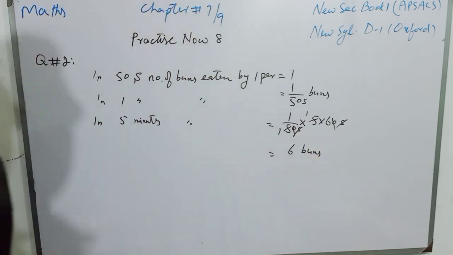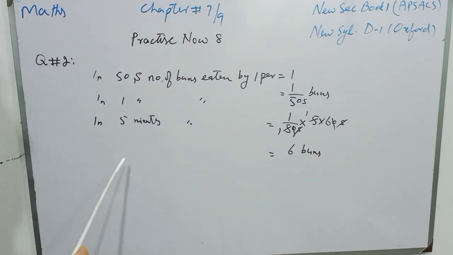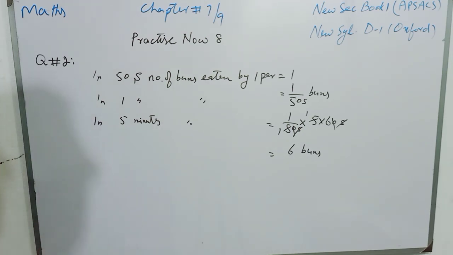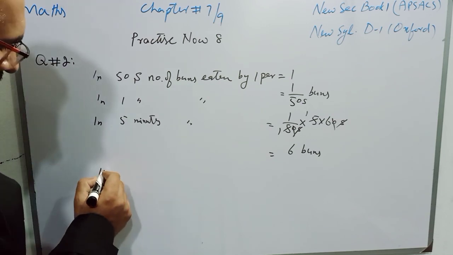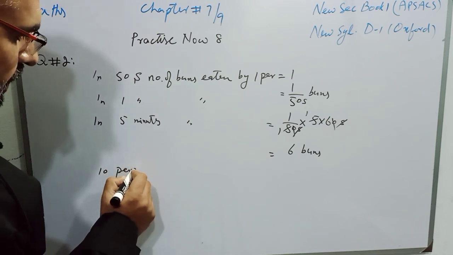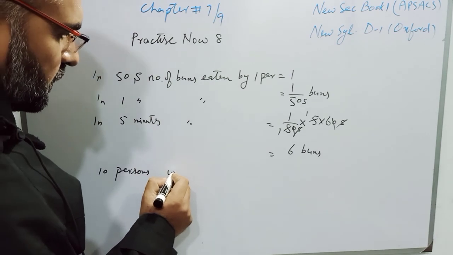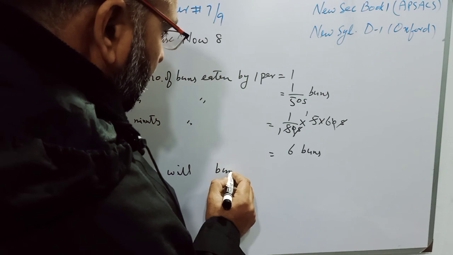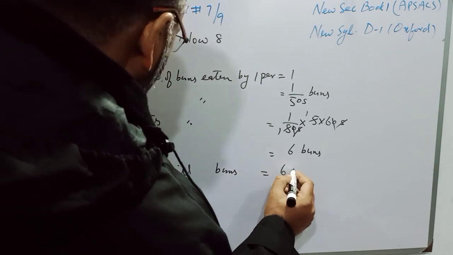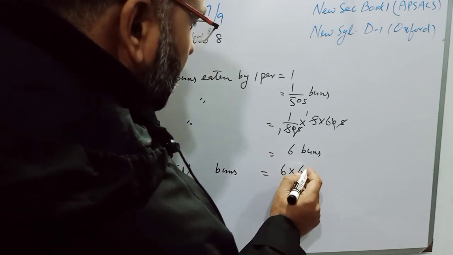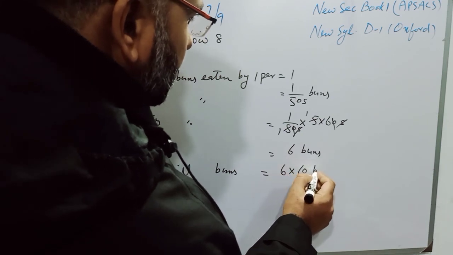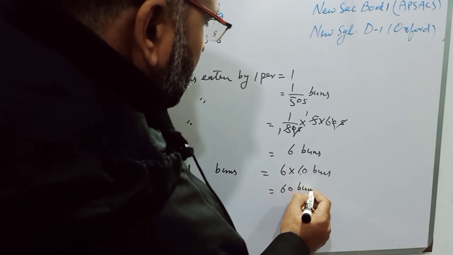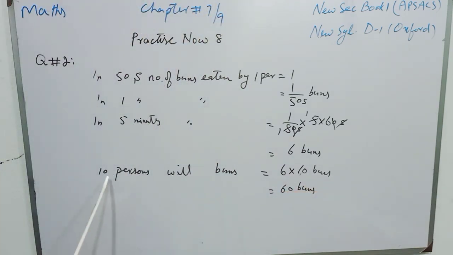Now students, one person can eat 6 buns in 5 minutes. So 10 persons will eat 6 multiplied by 10 buns. So 60 buns will be eaten in 5 minutes by 10 people.